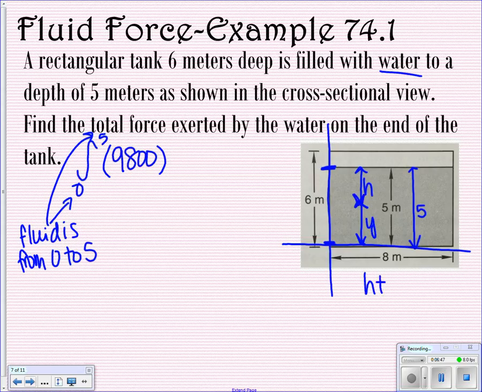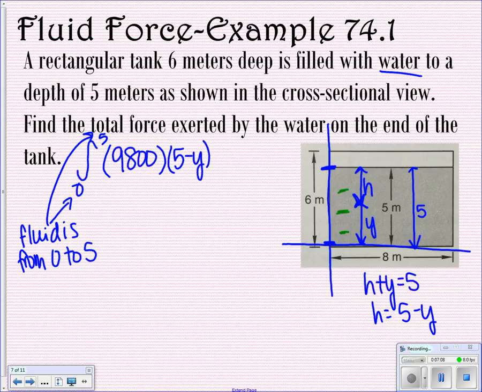So as we move up, the height will shrink. Your H plus Y is going to equal 5. And so the height here is going to be 5 minus Y because it depends on if you're right here, or if you're here, or if you're here as to what the depth of the fluid that you're looking at actually is. So our height is 5 minus Y.